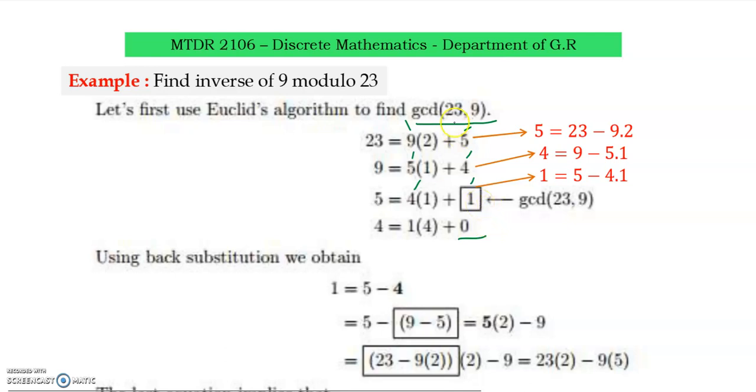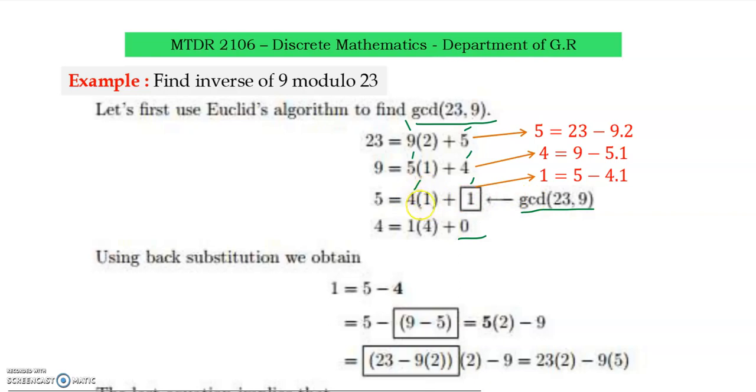That is the GCD of 23 and 9. So what is the GCD? The GCD is 1. So GCD of 23 and 9 is 1. Okay. Now we know that I can write this remainder: 1 is equal to 5 minus 4 into 1.